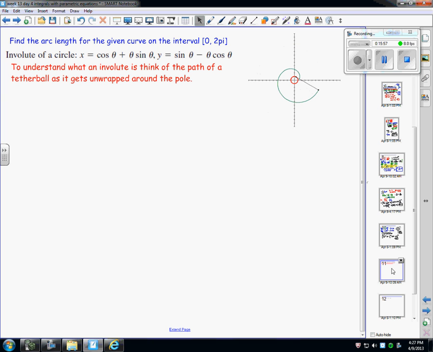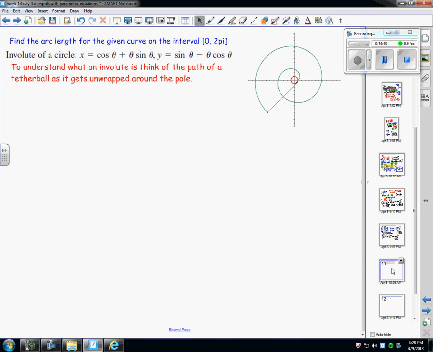It says find the arc length for the given curve on the interval, and it's of the involute of a circle. And you're going, what in the world is an involute of a circle? Well, an involute of a circle is the green spiral that's coming outside of that red circle. A good way to think about it is think about unwrapping a tether ball. So if you unwrap it around a red cylinder, okay, think 3D, the more you unwrap it, the further away from the pole it gets because it has more rope available. And so it starts right away close to the pole, but the more you unravel it, the more rope is available, and so it spirals out.